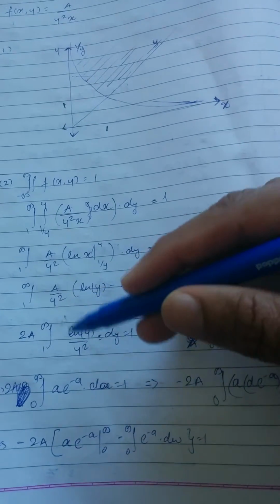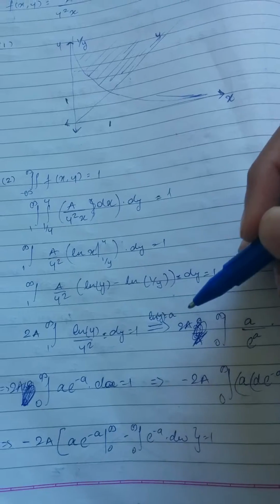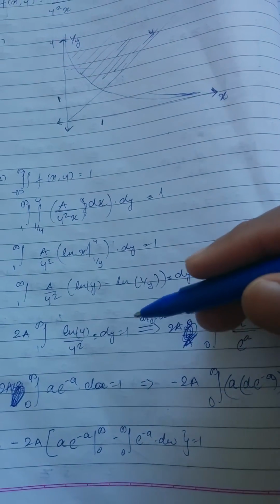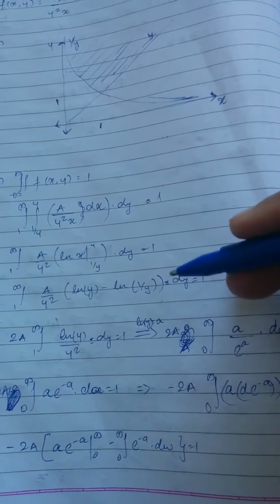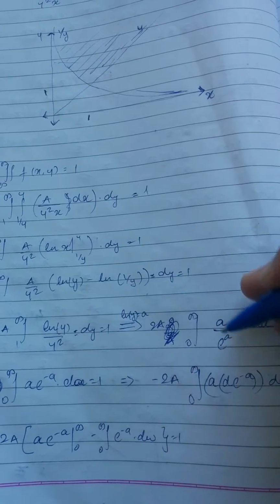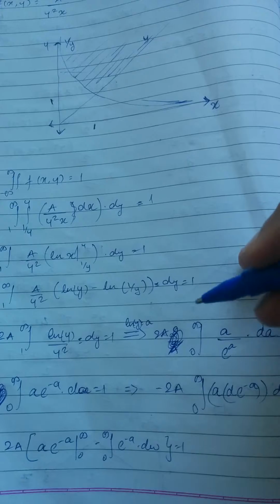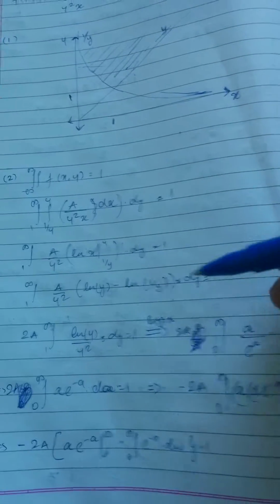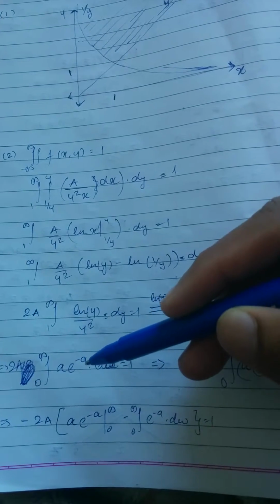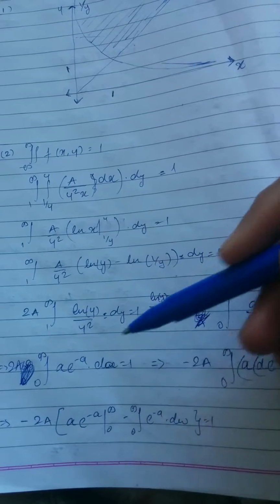Now we need to integrate this term with respect to y from 1 to infinity. Now we can rewrite ln of y as A. So dA would be 1 upon y dy, and y would be e raised to A. So we can rewrite 1 upon y as e raised to minus A. So we have the integral from 0 to infinity of A into e raised to minus A dA is equal to 1.